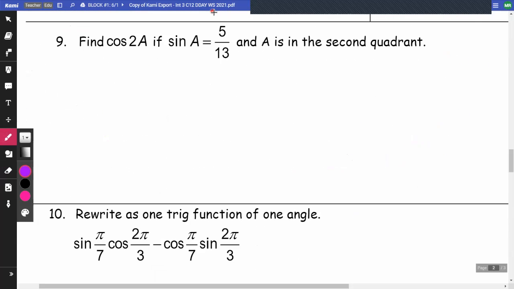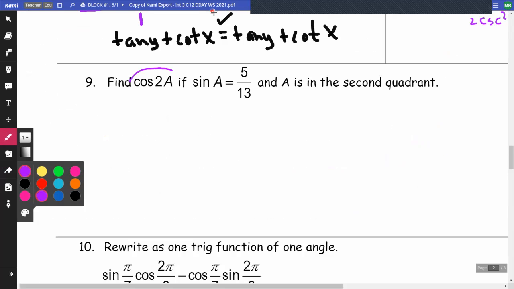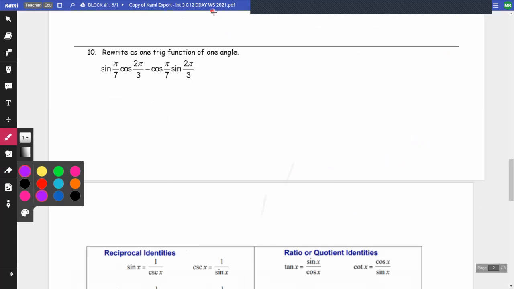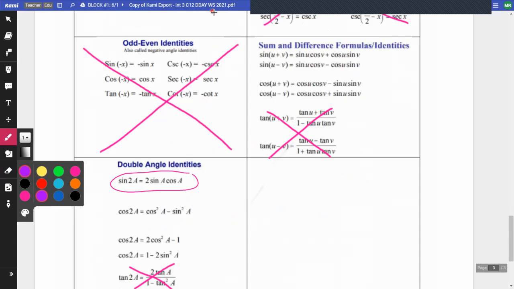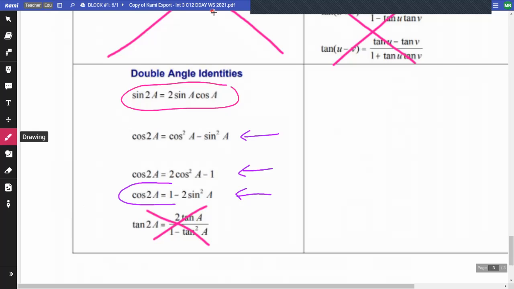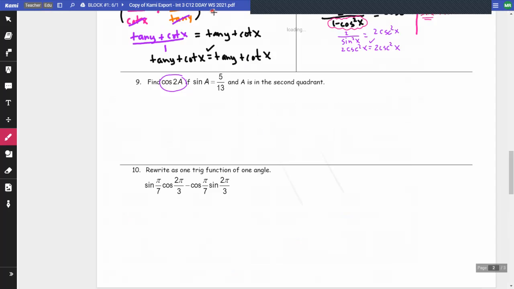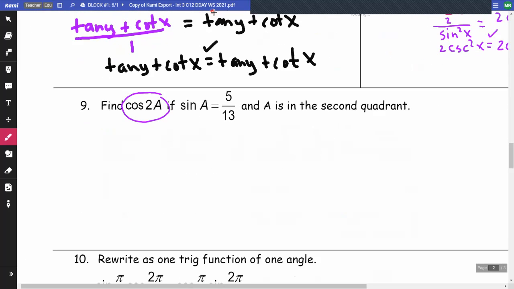On number 9, okay, I'm going to be using my double angle formulas for 2 cosine A. So I've got all of these. I've got one where I need to know my sine squared and my cosine squared. I have one where I need to know my cosine squared, and I have one that I need to know my sine squared. So I think I'm going to be using this one here because I think I know my sine, but let me just double check it. So that's 1 minus 2 sine squared x. Okay. So yes, I do know my sine.